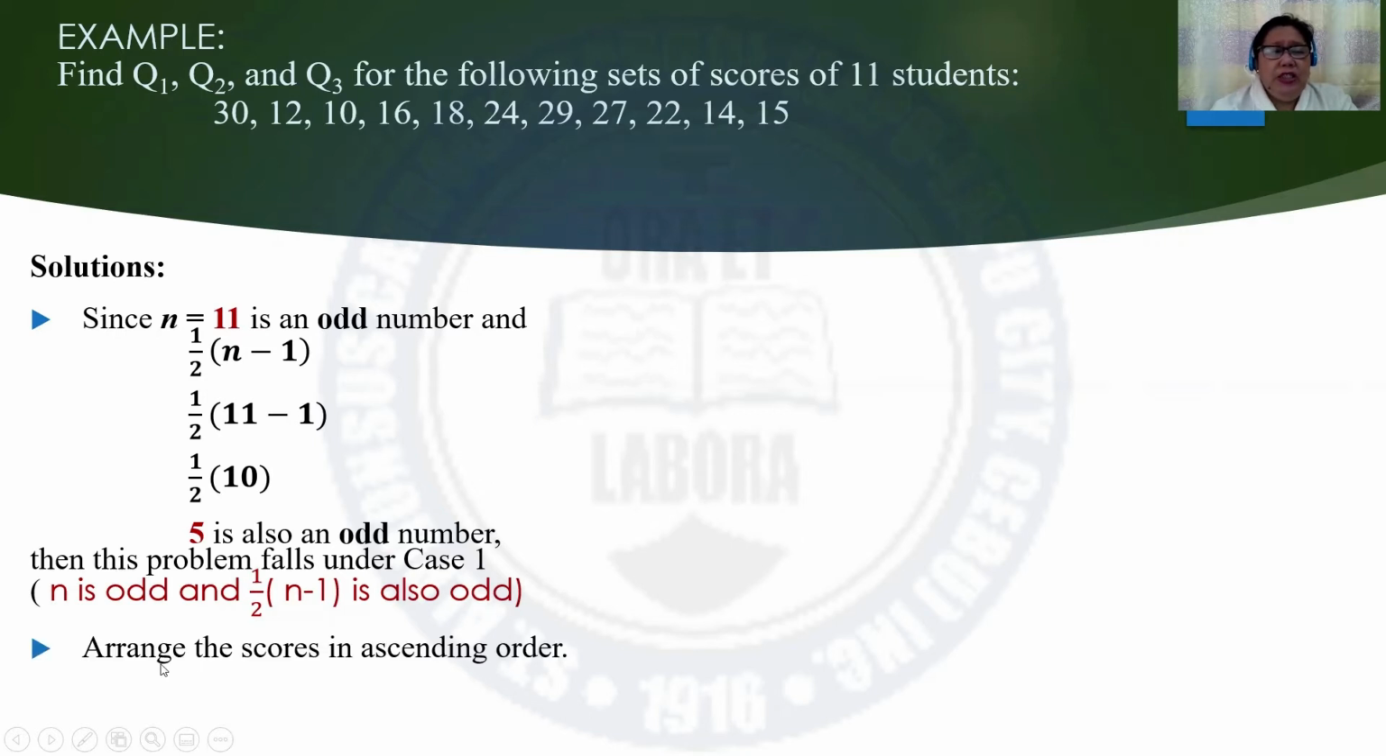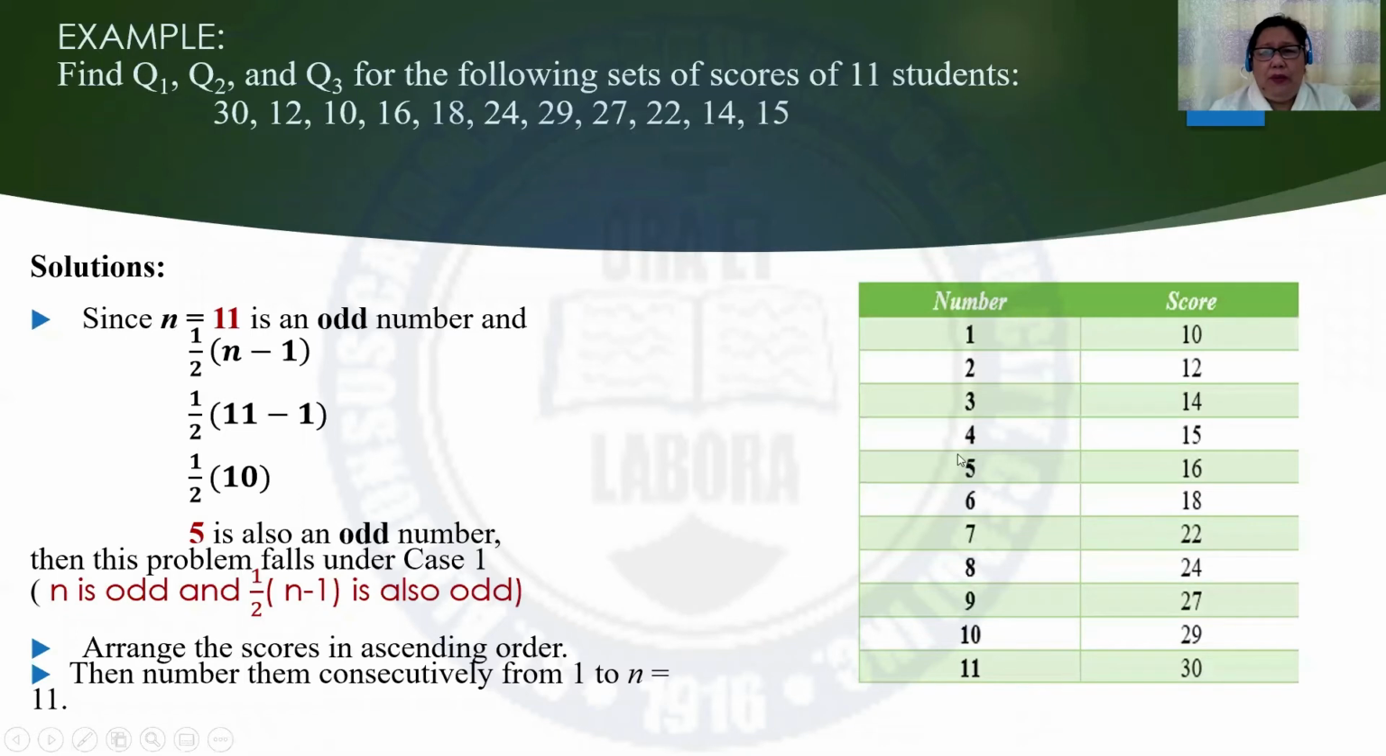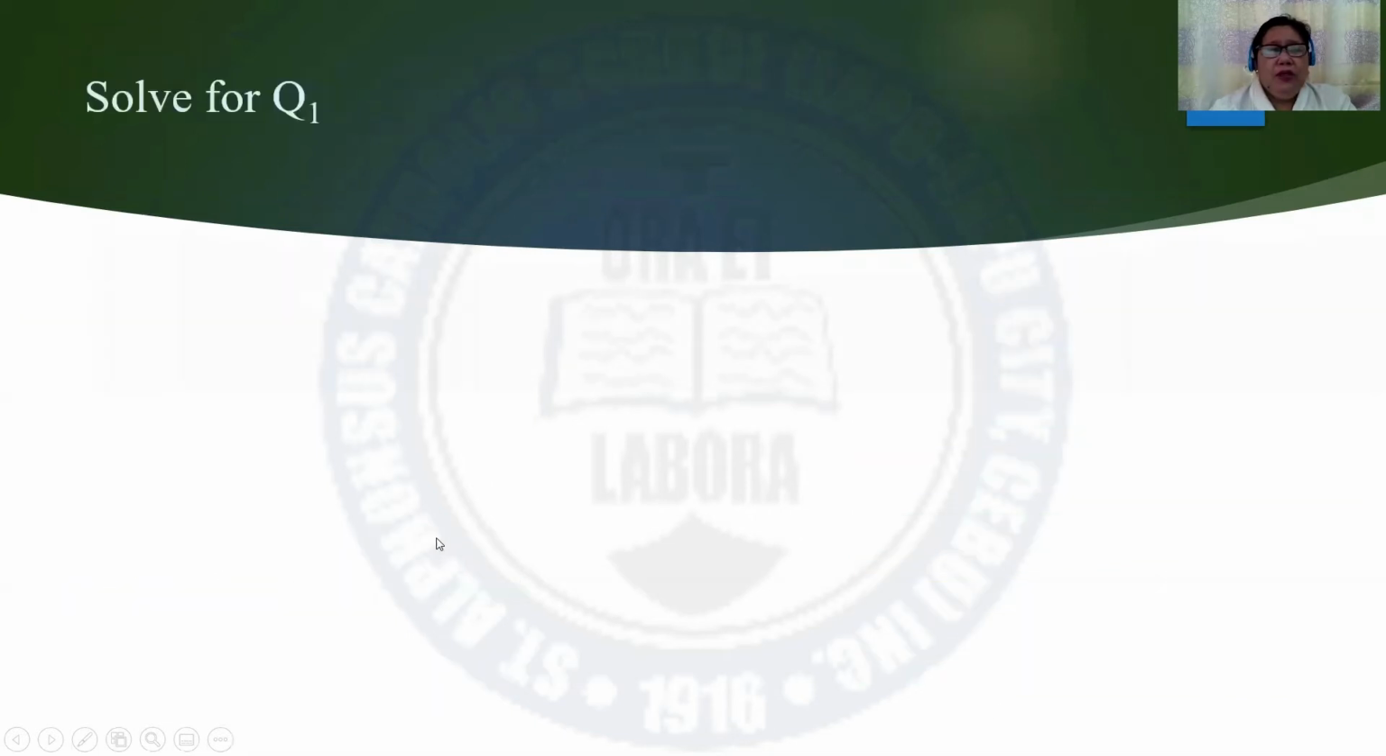Next, you have to arrange the scores in ascending order. Then number them consecutively from 1 to n equal to 11. You can have it in tabular form. So from 1 to 11, the lowest score is 10 and the greatest score is 30. To solve for Q1, the formula is Q1 is equal to 1/4 times the quantity n plus 1, then you have th score.